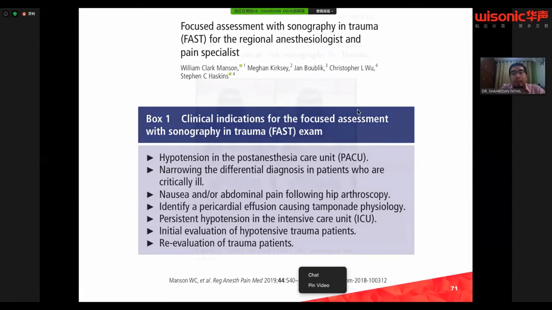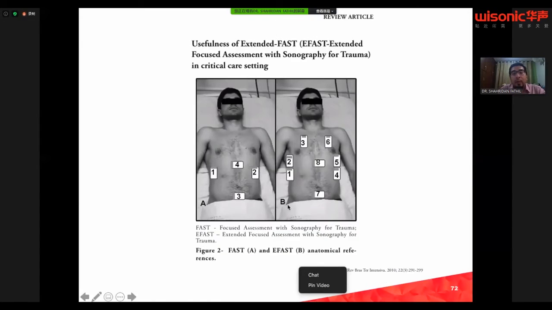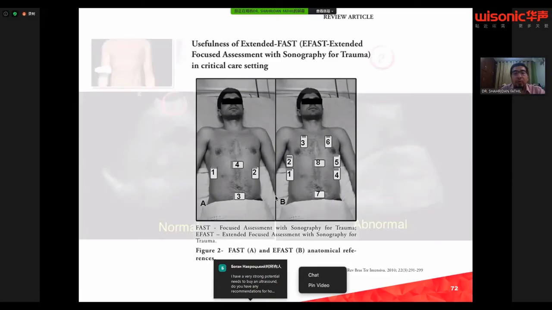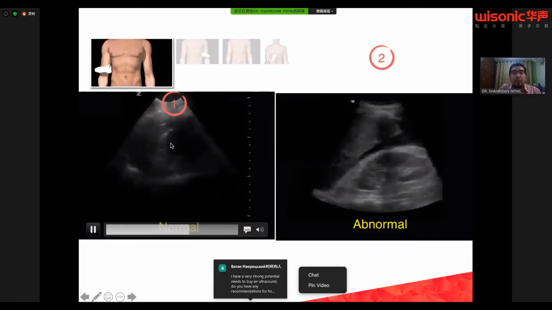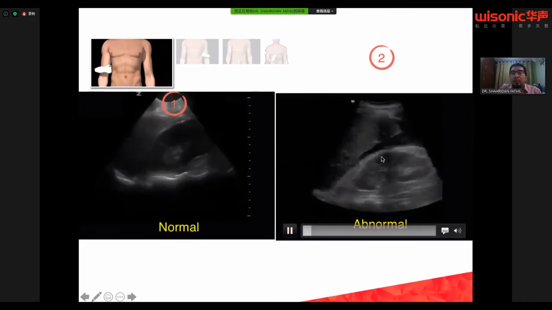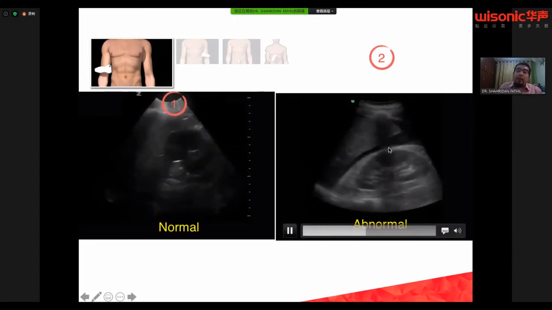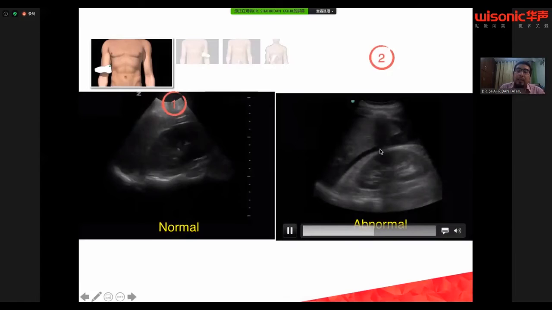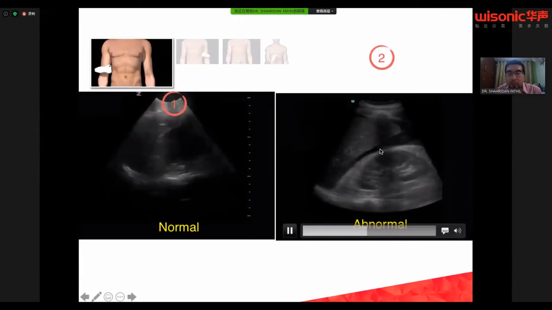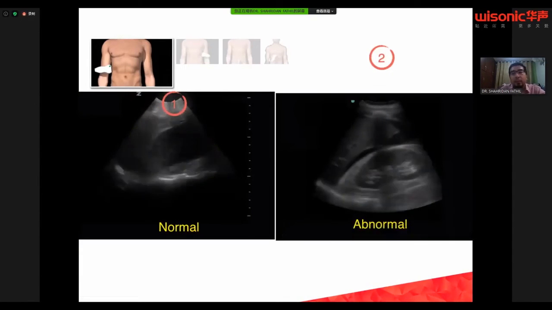So what is FAST about? There's actually a 4-view, but later on they described an extended FAST, which incorporates lung ultrasound into the 4 views. I'm just going to show you what is normal and what is abnormal. This is normal; you can see Morrison's pouch between the liver and the kidney. And this is abnormal. Can you see the sliver of hypoechoic area here? In FAST, if you have this sliver of hypoechogenicity, it is fluid until proven otherwise, and in case of trauma, the fluid is blood until proven otherwise.